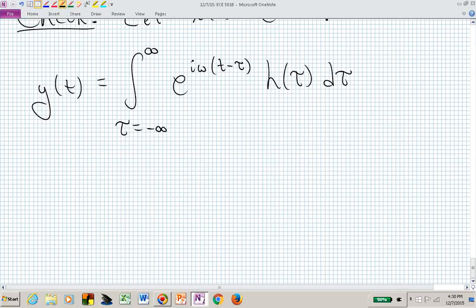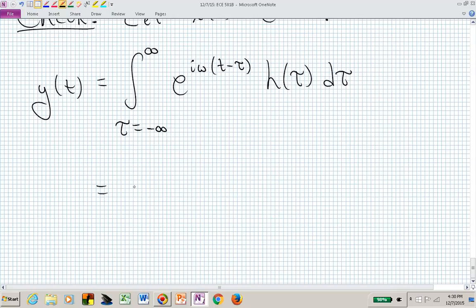But our variable of integration is tau. And we actually have two exponentials in there. If we use our knowledge of exponentials, we have an e to the I omega t, and we have an e to the minus I omega tau. And the complex exponential that's a function of t can be slid outside that integral because it's not a function of tau. And that's what we are going to do.